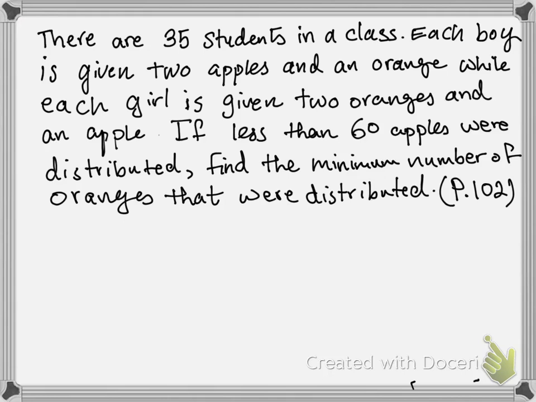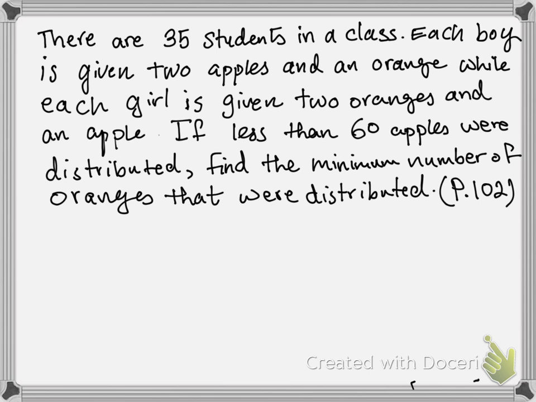Okay, there are 35 students in a class. Each boy is given 2 apples and an orange, while each girl is given 2 oranges and an apple. If less than 60 apples were distributed, find the minimum number of oranges that were distributed.